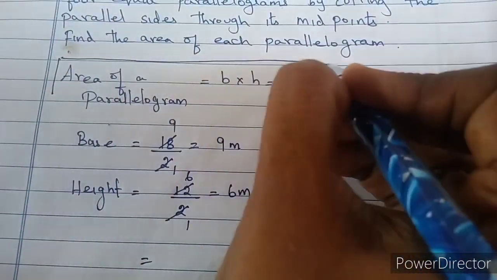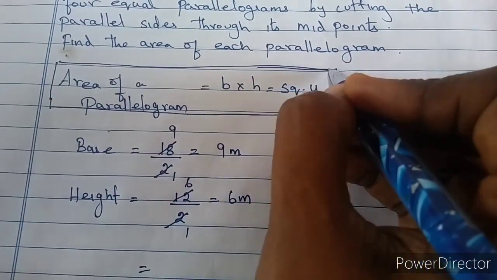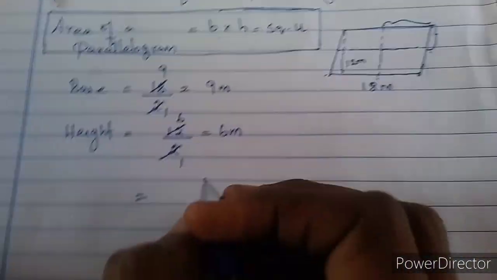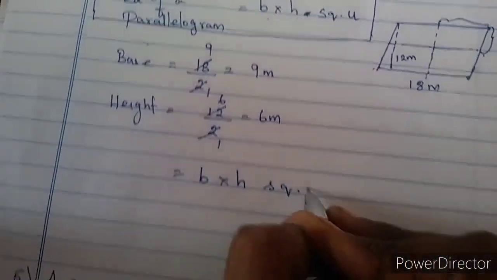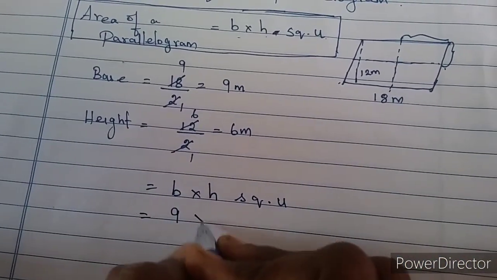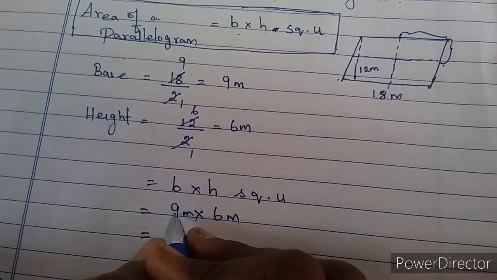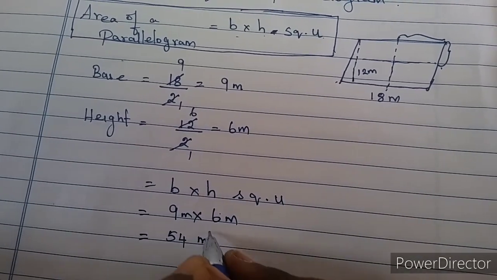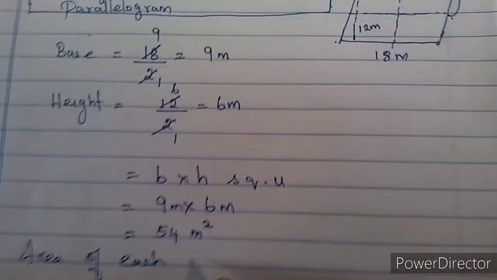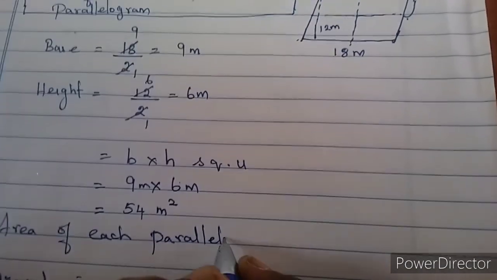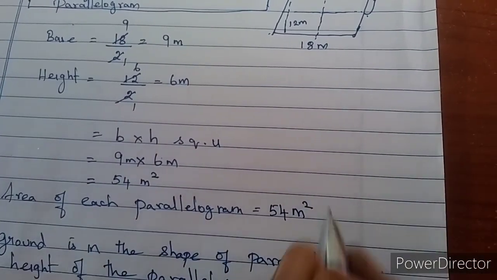We are given here area of the parallelogram is base into height square unit. So base into height square unit. Base is 9 and the height is 6. 9 meter and 6 meter. So 9 6s are 54 meter square. Area of each parallelogram equal to 54 meter square.